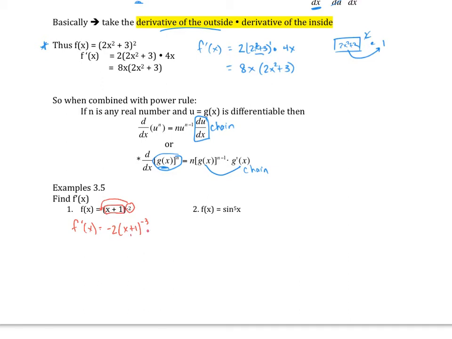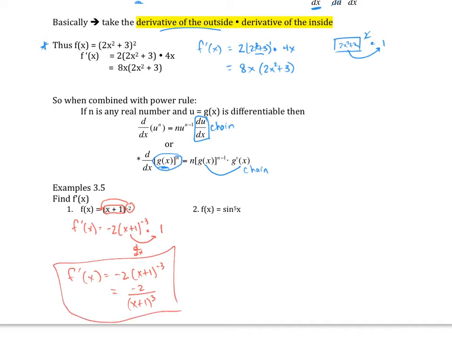And now I need to multiply it by the chain, which is the derivative of that inside. Well, the derivative of the inside is just 1. So f prime of x ends up being negative 2x plus 1 to the negative third power. Yes, you can write it as negative 2 over x plus 1 to the third power like that. Either way is correct. All right, look at the next one when I have this situation with sine.